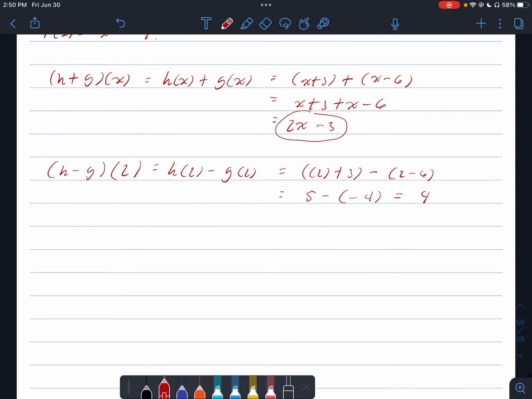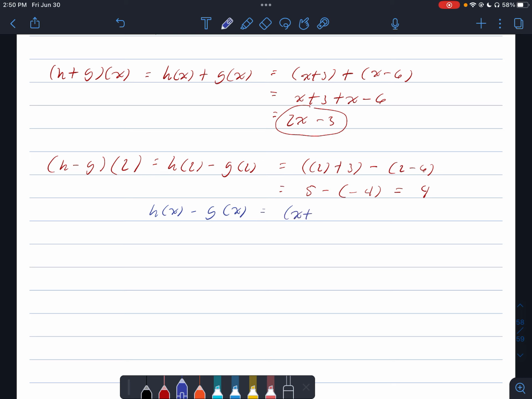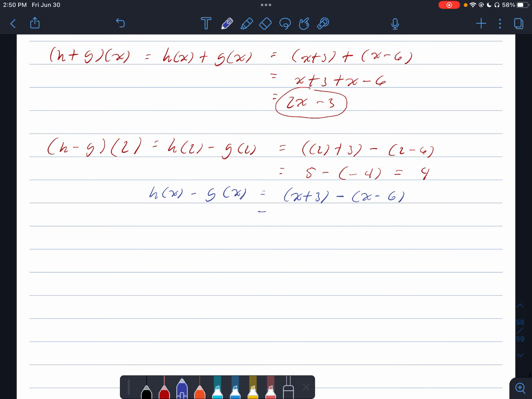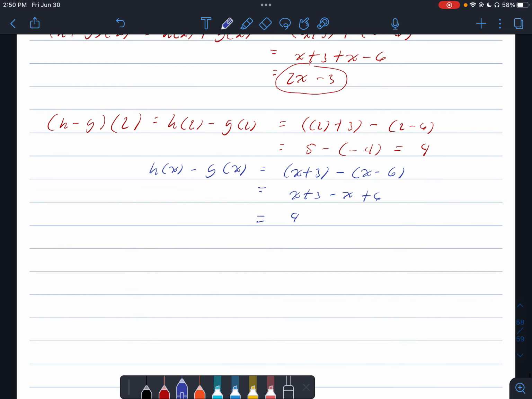Or you can do this backwards. You could do h of x minus g of x, and you would get x plus 3 minus x minus 6. Once we distribute that negative, we'll get x plus 3 minus x plus 6, or we would get 9. So there we go. That is how this works.